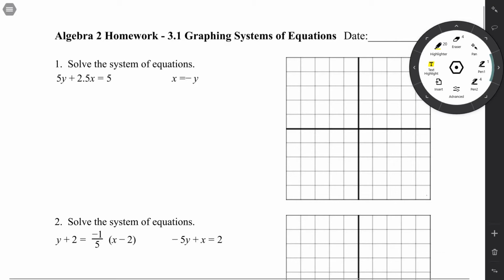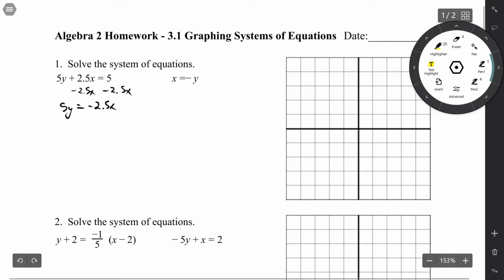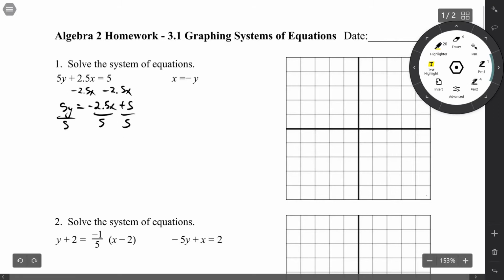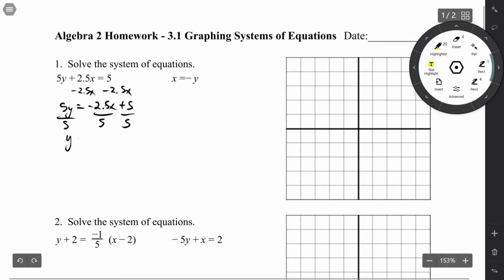All right, like I said, get this into point-slope form. I'm going to subtract 2.5x from both sides. And when I'm trying to get into point-slope form, I like to leave my x's out front so I don't need to move them around later. Right? Divide everything by 5. That includes the negative 2.5x and the 5. I've seen a few of you skip on that step. So make sure that we're dividing everything on both sides.